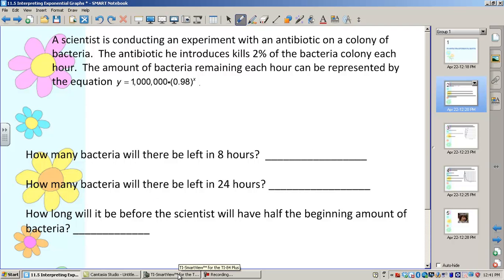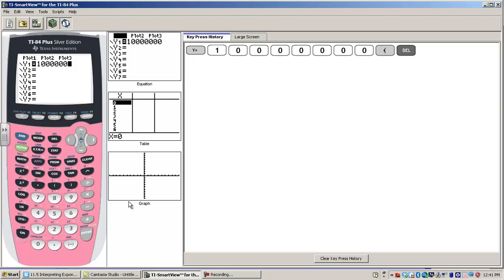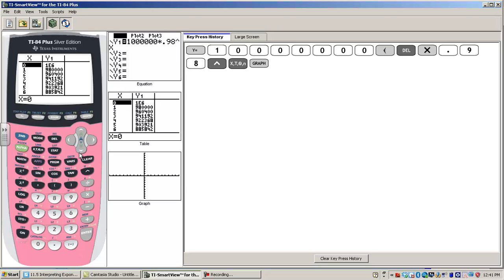And so you've got two choices here. Both of them involve your calculator. Your first choice is you can put that function 1,000,000 times 0.98 to the power of x into our calculator, and we can go to the table. So we can go to second graph and look at our table, and we're looking for when it equals 8 hours. And so that's where we want x to be 8. And so you go down here to where x equals 8, and you get 850,763. That's what the table tells me.